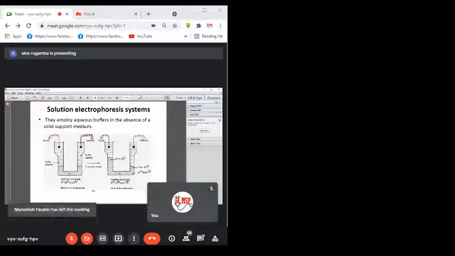Okay. I think it depends on the buffer solution you're using. They can be either positive or negative. No, because the buffer solution is just there for allowing a protein to migrate, but it will not give the property of the protein. It will not change the property of the sample.